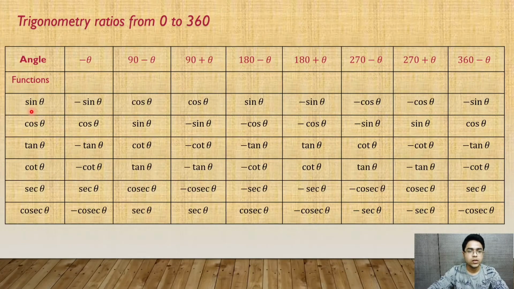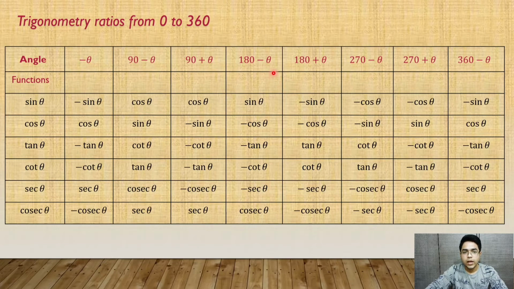So further, sine of 180 minus theta is again coming in the second quadrant. In the second quadrant, sine theta will be positive and cosec theta will be positive, and all other values will be negative. You can see that cos becomes minus cos theta, tan becomes minus tan theta, cot theta becomes minus cot theta, and sec of 180 minus theta will be minus sec theta.